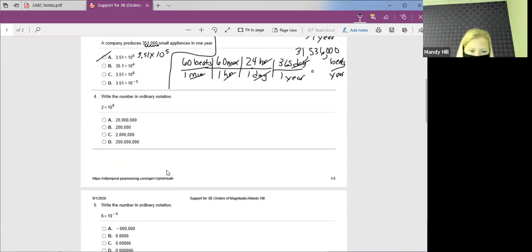Okay, 2 times 10 to the 6th. We're going to start out with 2, put our decimal here. This is telling me when it's a positive 6, you're going to move it to the right 6 places. So 1, 2, 3, 4, 5, 6. Decimal place is going to come here, and in between get zeros. So we basically have 6 zeros. So 2 million.